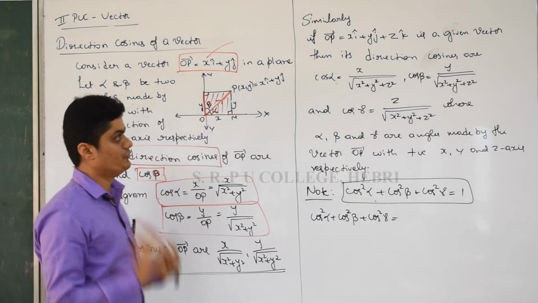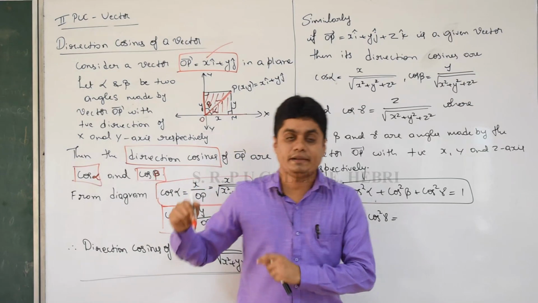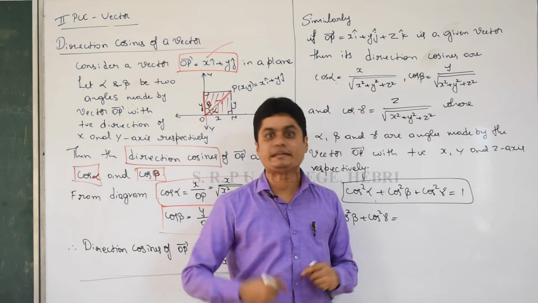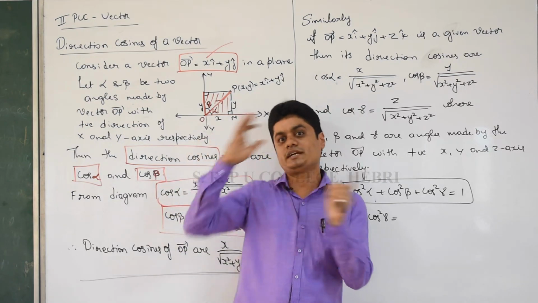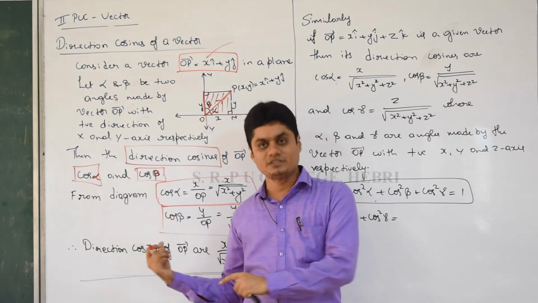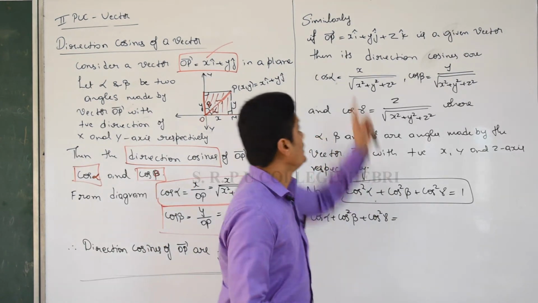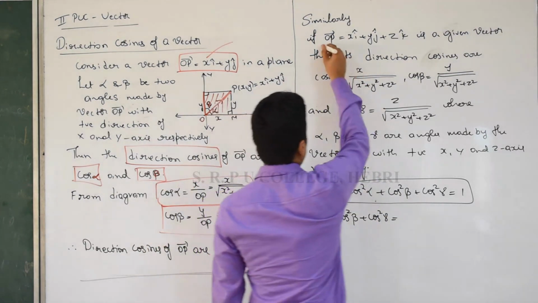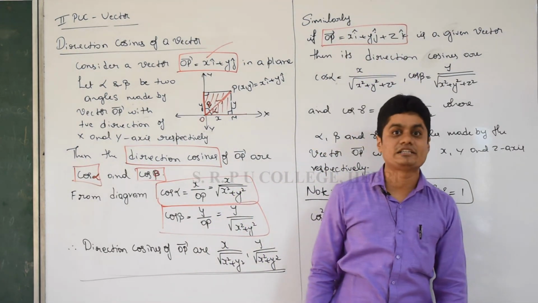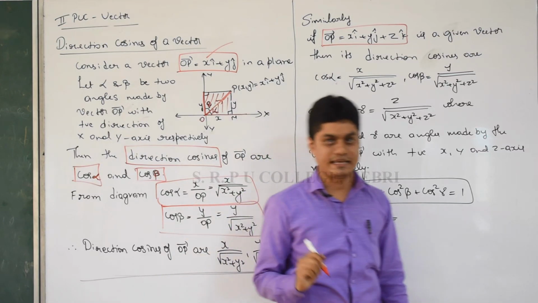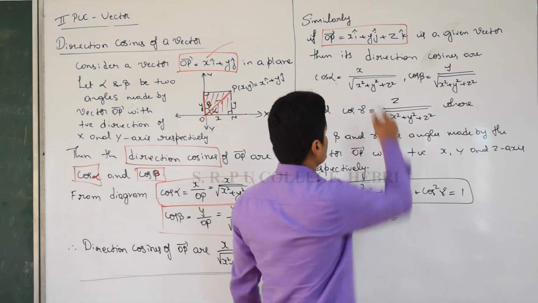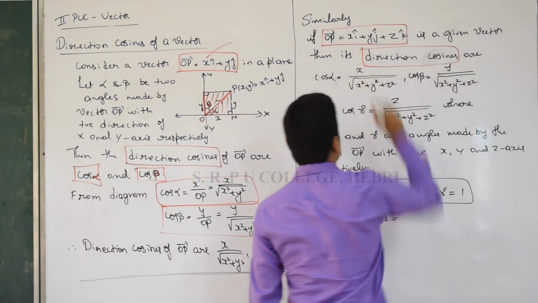Understood? Very good. Now I am not going to explain geometrically how to get the direction cosines of a vector in space. I'll just extend the concept, and you have to refer to this to understand the next concept. So similarly, if vector OP is a vector in a space, how to represent a vector in a space? xi cap plus yj cap plus zk cap is a given vector. Then the direction cosines, there are three components.